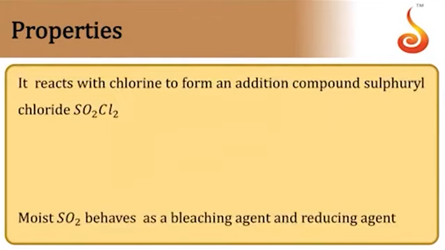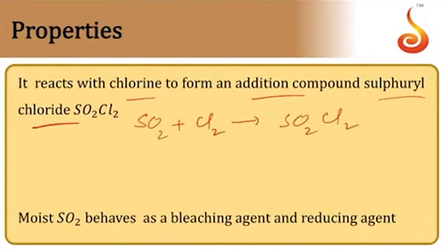Next, it reacts with chlorine to form an addition compound known as sulfuryl chloride, SO2Cl2. A simple addition reaction: SO2 plus Cl2 gives rise to SO2Cl2, sulfuryl chloride. And moist sulfur dioxide behaves as a bleaching agent as well as a reducing agent. The bleaching action of sulfur dioxide is because of reduction. It is acting as a reducing agent also.